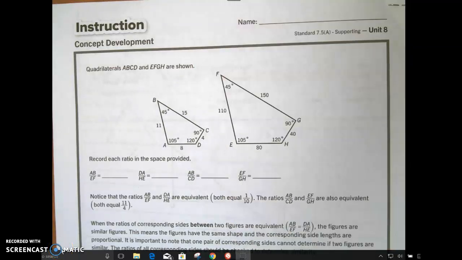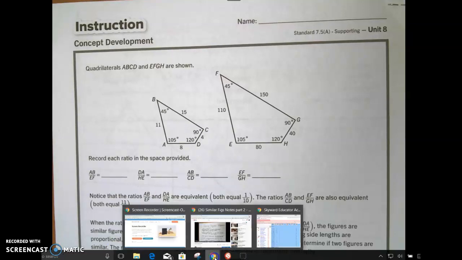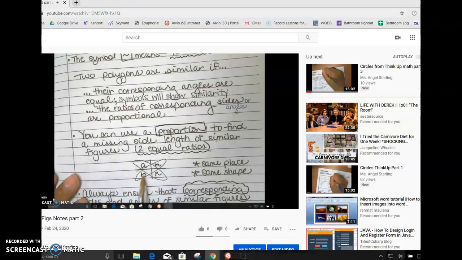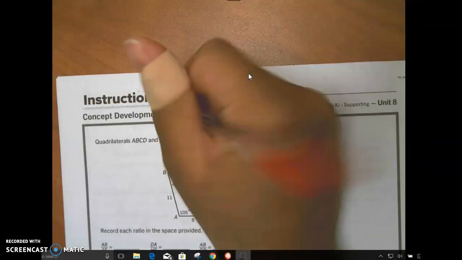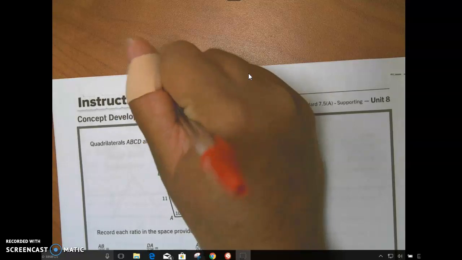Okay, on page 80. This is the other side of your notes from page 79. A over B is the same as M over... We already did that. All right, so this is more similar figures.